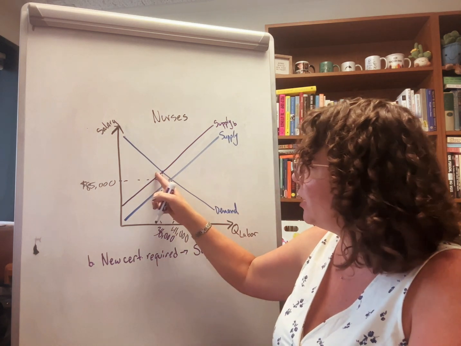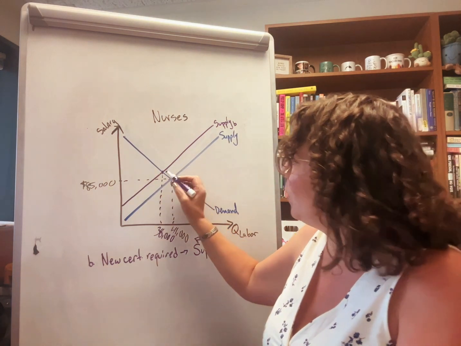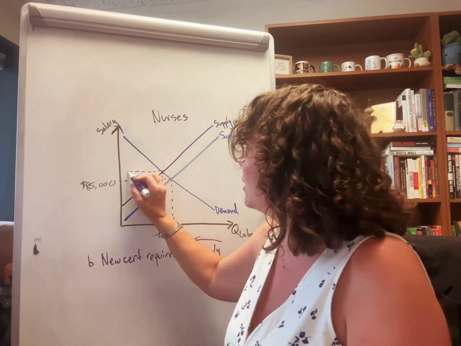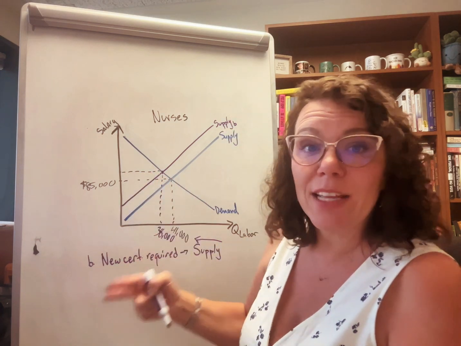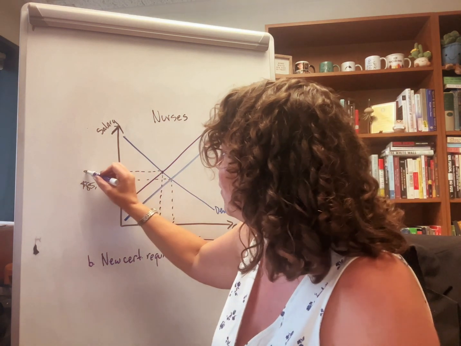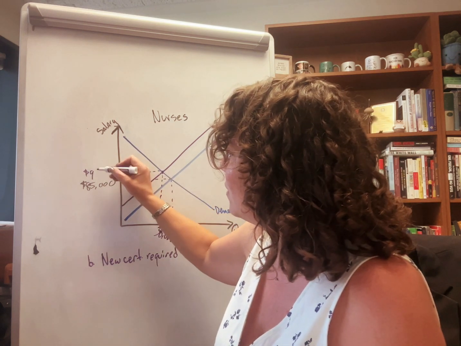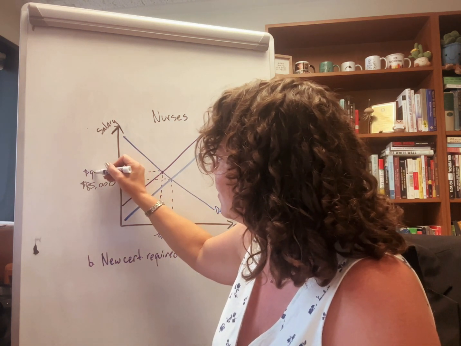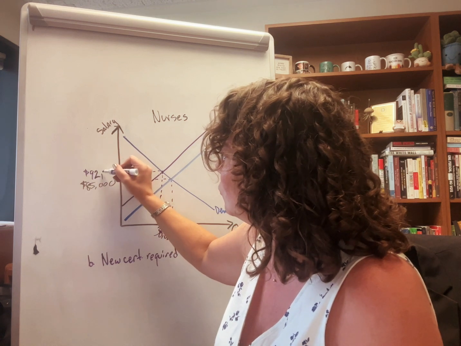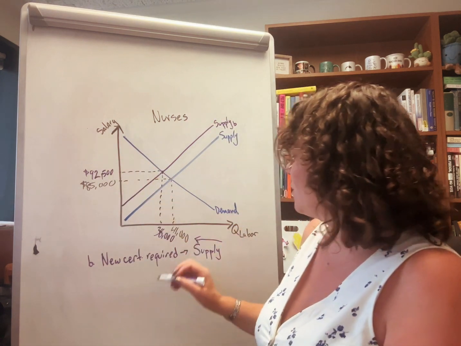And we're also going to see a change in salary, right? Salary goes up because now it's more expensive to become a nurse, and there are fewer people doing that job. So we're going to see this salary go up some amount, maybe 90,000, maybe 95. I'm going to split the difference and say 92. There we go. That makes me happy.